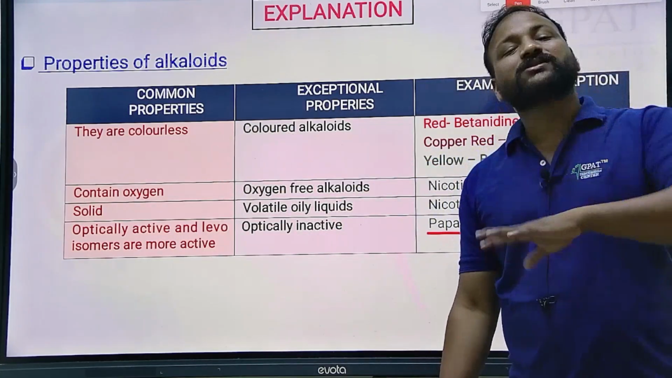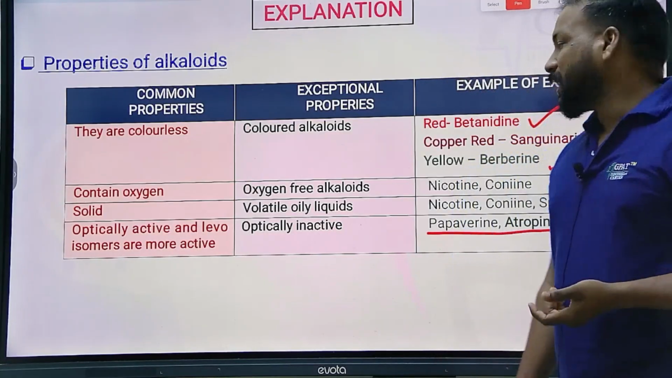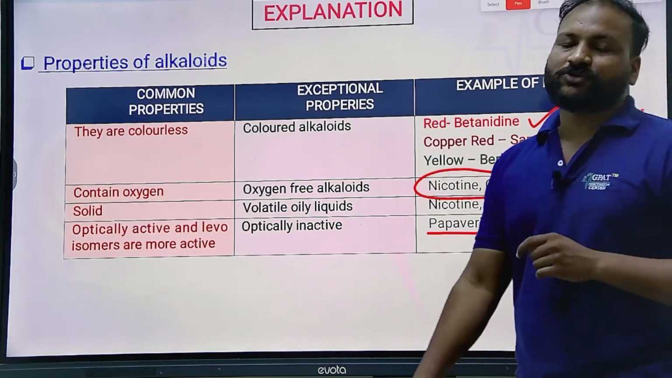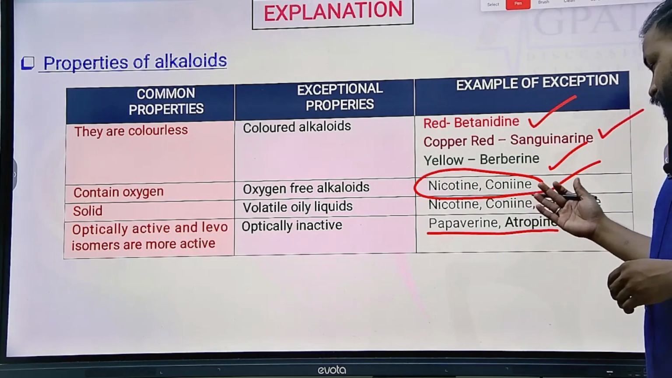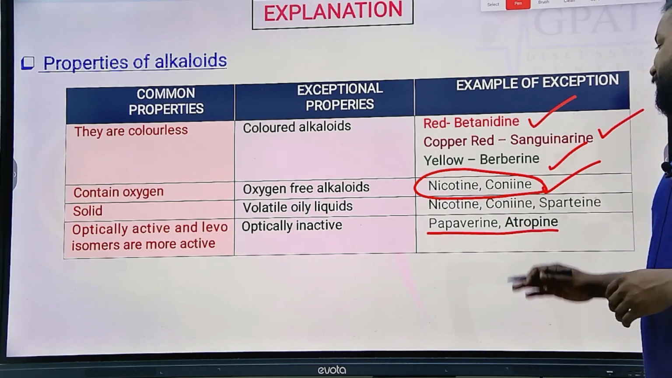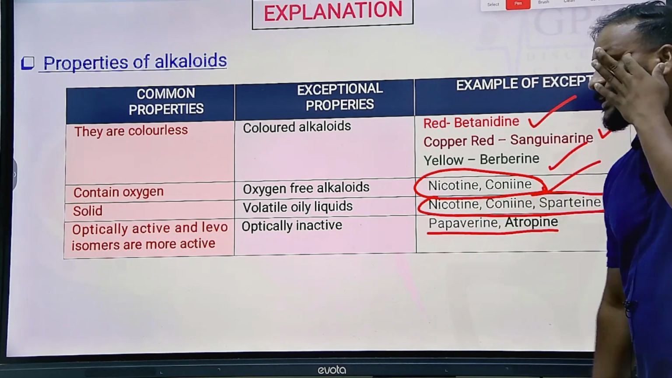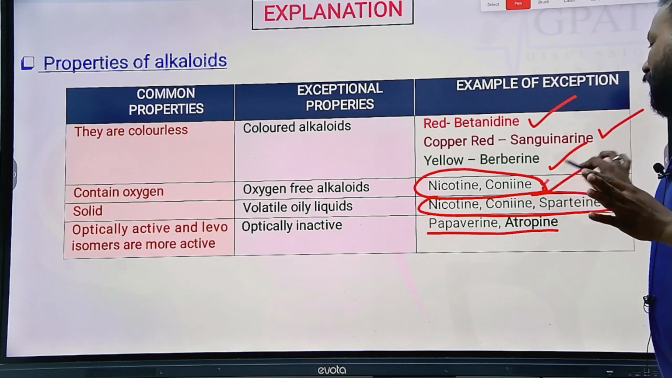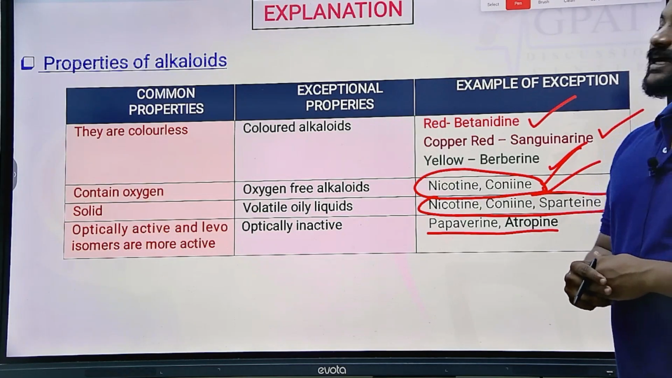Alkaloids are 99% colorless solids, except a few such as nicotine and quinine. These are the liquid alkaloids. They'll ask you this question as well. Nicotine and quinine are the oxygen-free alkaloids, and along with them, nicotine, quinine, and spartine are the volatile liquid alkaloids. Adding spartine, these three are CSN.